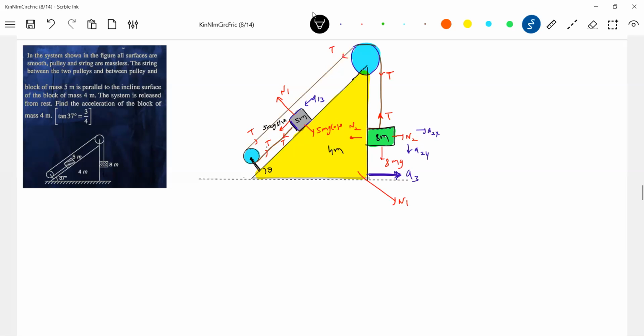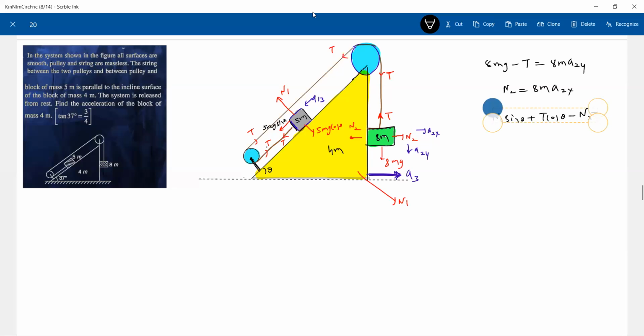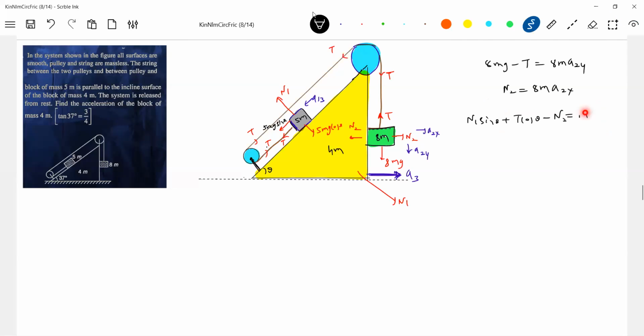First, 8mg minus T is equal to 8m a2y. Then N2 is equal to 8m into a2x. This is for block 8m. Then for the wedge, N1 sin theta plus T cos theta minus N2 equals 4m a3.